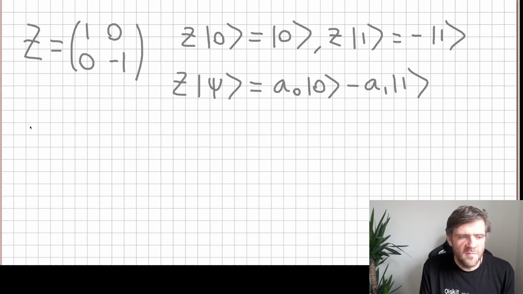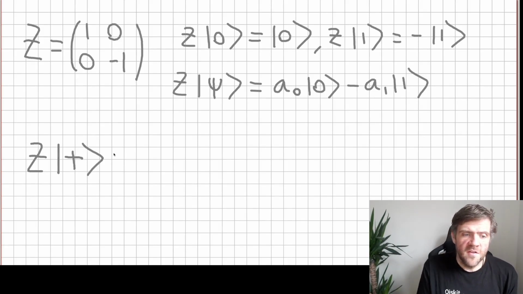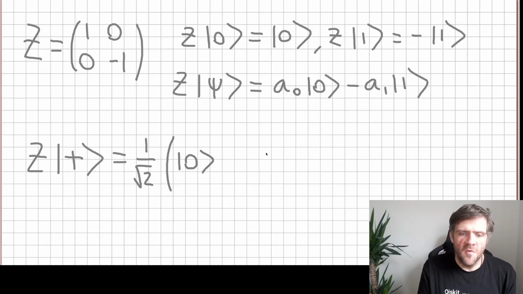So we can see this when we apply the Z to the plus and minus states. You apply Z to plus, well, what is plus but the superposition. So let's look at the effect of the Z gate on the plus state. So the plus state is, of course, this superposition with amplitudes of 1 over square root of 2 with 0 and 1.